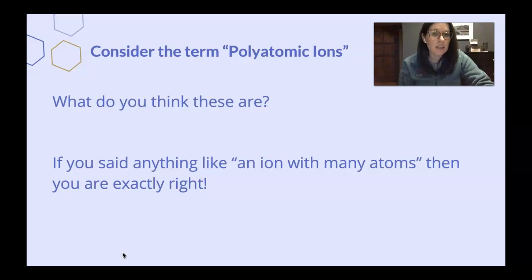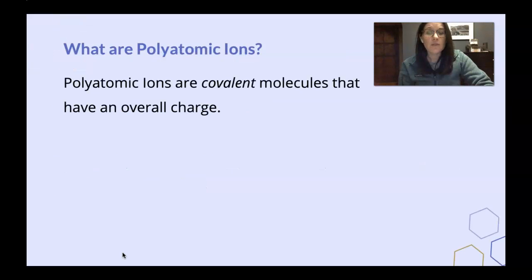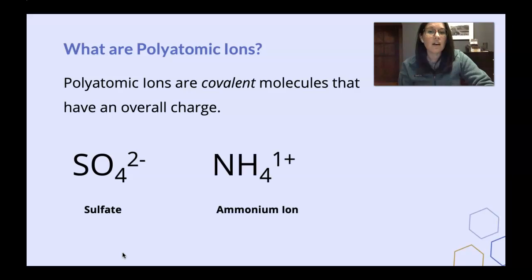Poly means many, atomic, of course that references atoms, so many atoms, but also ions, so things that have a charge. So specifically, what are they? Well, they are covalent molecules, meaning non-metals that are bonded together through covalent bonds, but they have an overall charge. So some examples would be sulfate, ammonium ion, and carbonate.